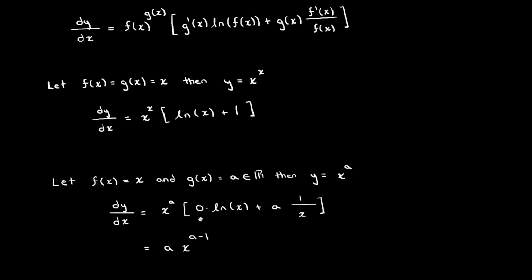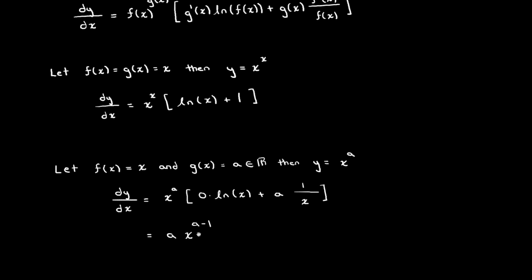And so this simplifies, right? This is just 0. We can bring the a out front. We have x to the a divided by x. That subtracts 1 from the exponent. And this verifies the power rule, right? This is something we're familiar with.